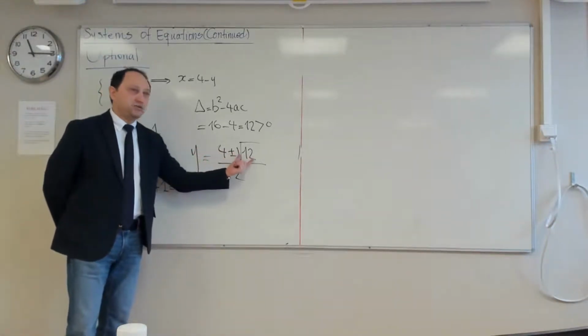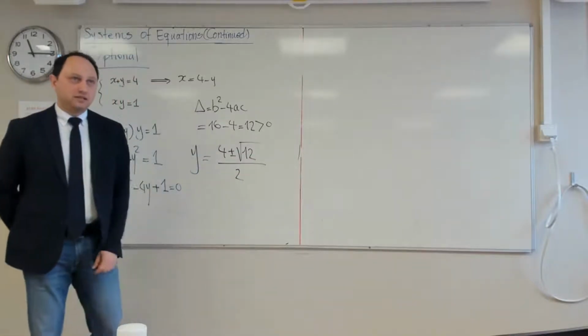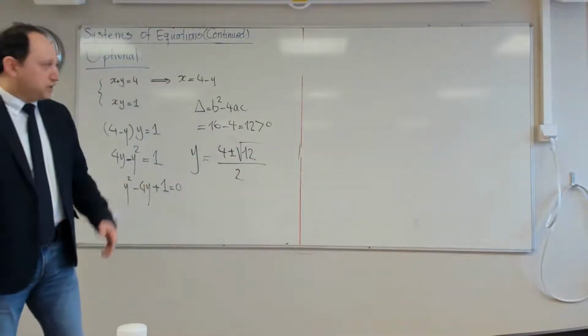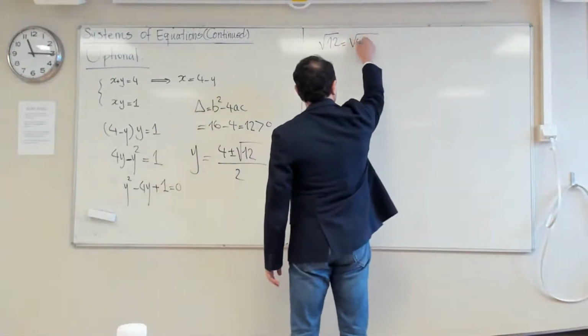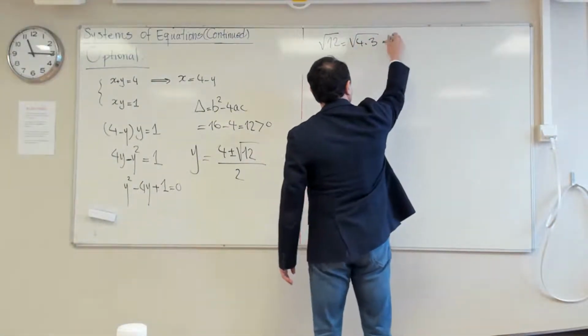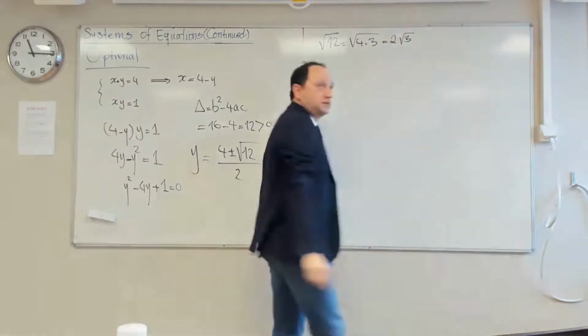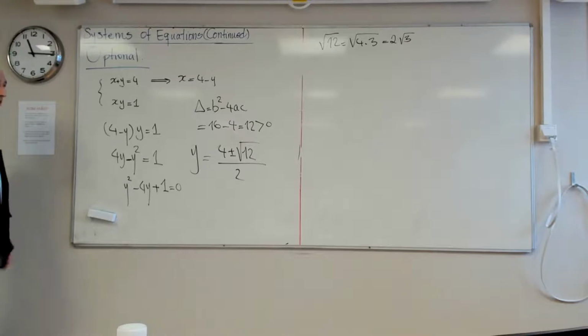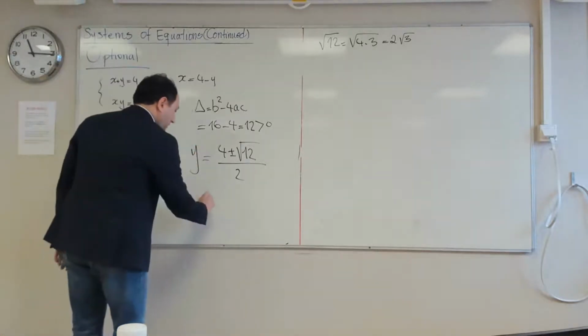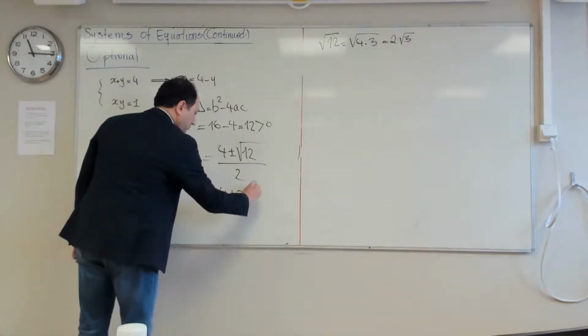But I can do something with the square root of 12. Square root of 4 and square root of 3. So the square root of 12 is the square root of 4 times 3, but then this becomes 2 square root of 3. 2 square root of 3 is better for us than the square root of 12. And then I replace it here, so it becomes 4 plus or minus 2 square root of 3 divided by 2.